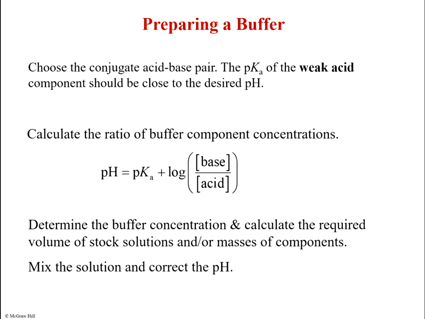Once we have that, then we use the Henderson-Hasselbalch equation. We put in the pH that we want to maintain. We put in the pKa for our chosen conjugate acid-base pair. And then we calculate the ratio of base to acid that we need to have for this system. We make sure we have sufficient buffer capacity, and then we put in our solutions.